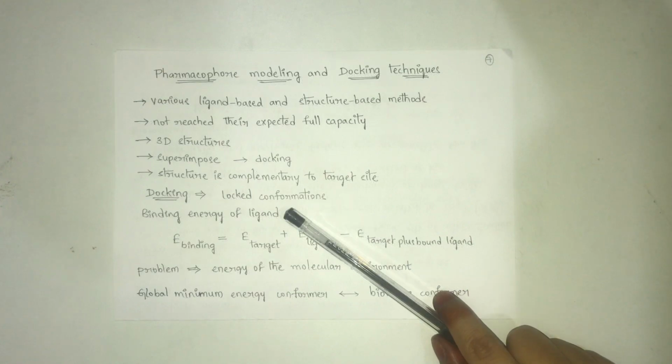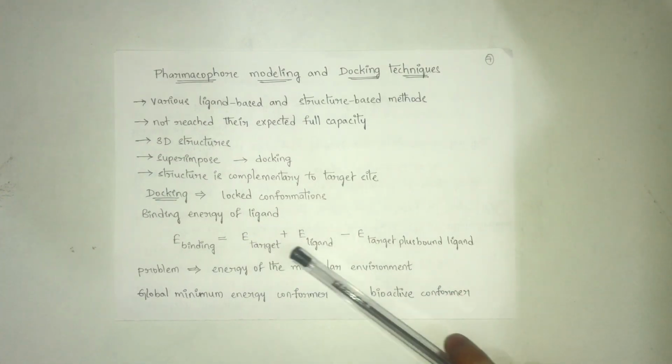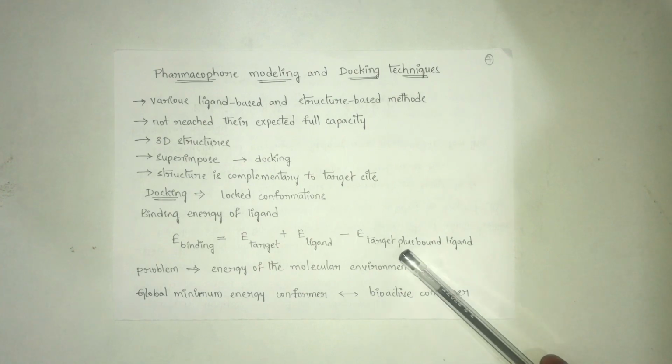Molecular mechanics also enables the medicinal chemist to calculate the binding energy of a ligand. This is the energy lost when the ligand binds to its target site, that is, E binding equals E target plus E ligand minus E target plus bound ligand, where E is energy.